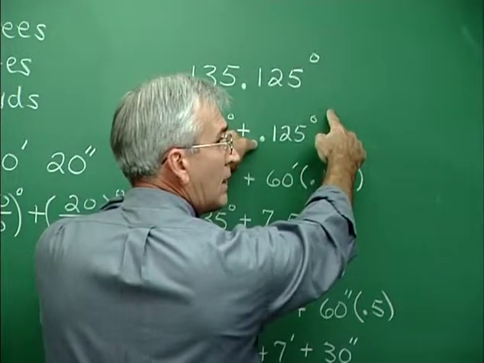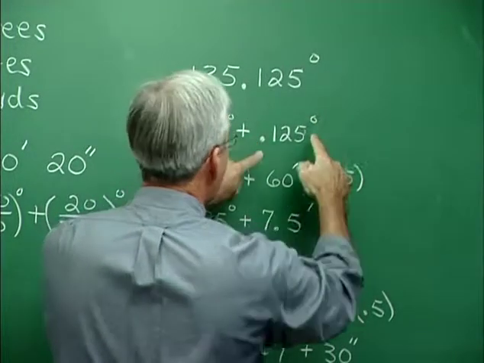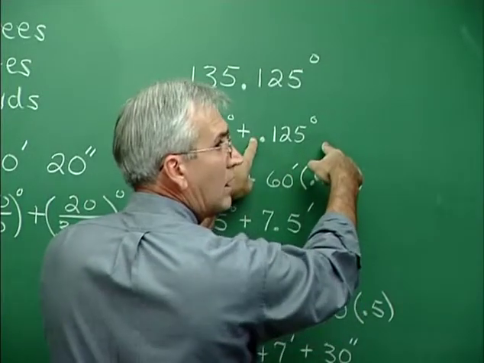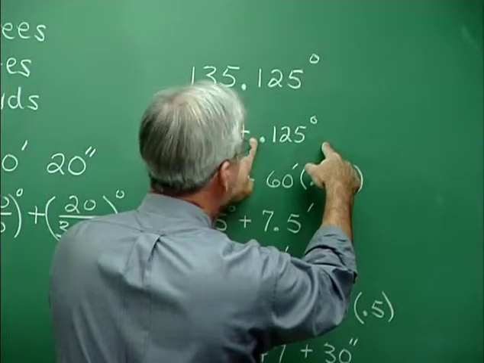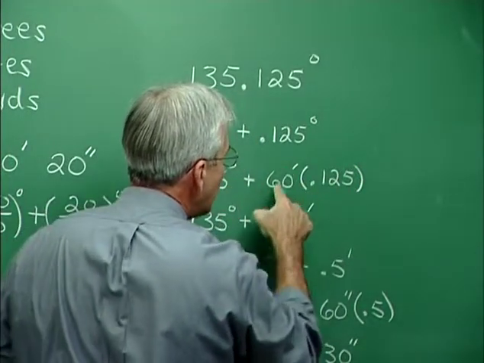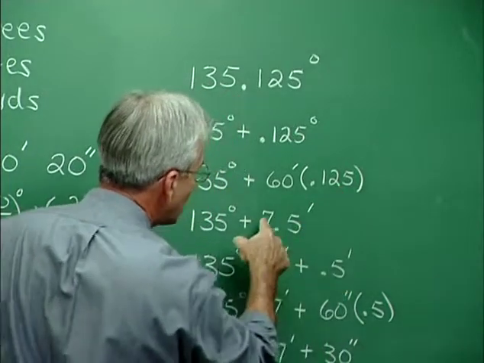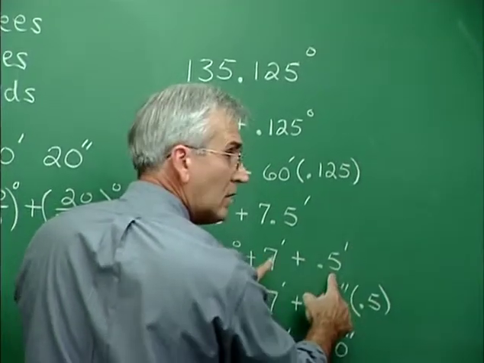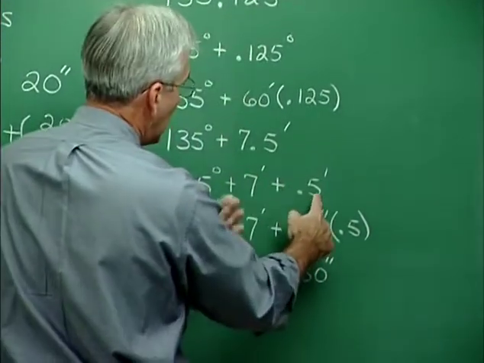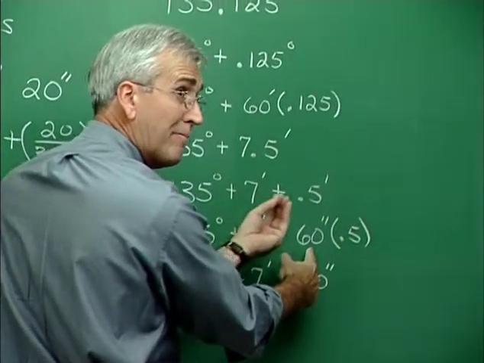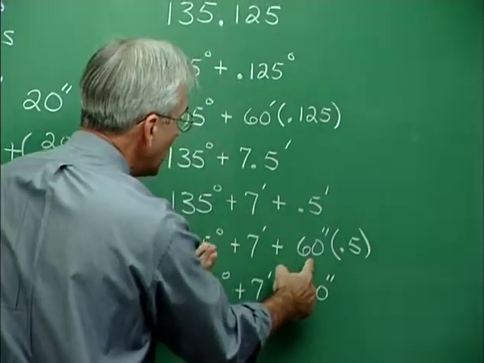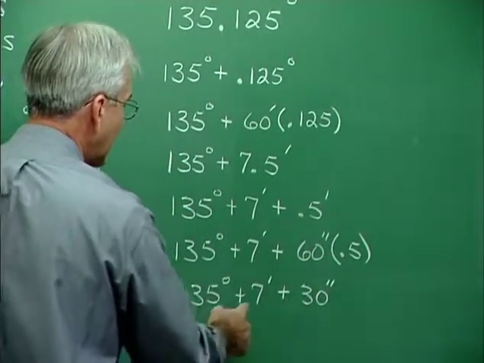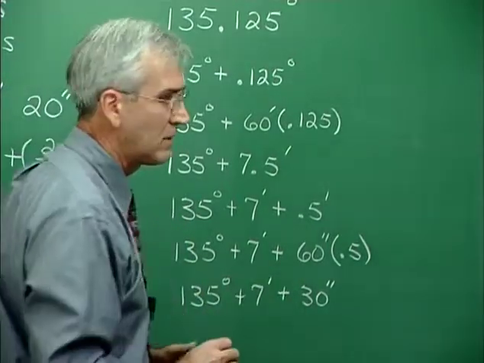Every degree is 60 minutes. So we can say, let's take this number of degrees and multiply times 1 degree. And 1 degree is 60 minutes, so it's 60 minutes times 0.125. So that's 7.5 minutes. And now separate this. It's 7 minutes plus 0.5 minutes. Now a half of a minute, you see, is half of that 60 seconds in a minute. So it's 0.5 times 60, or 30. So it's 135 degrees, 7 minutes, and 30 seconds.